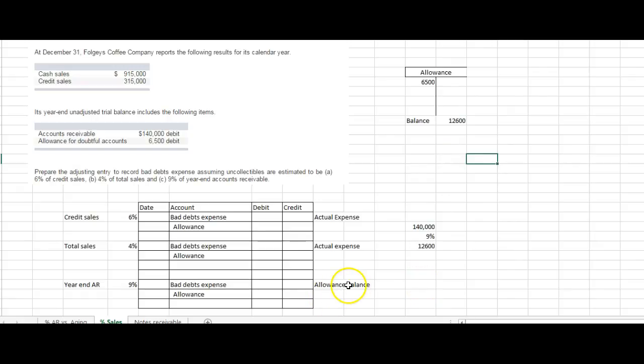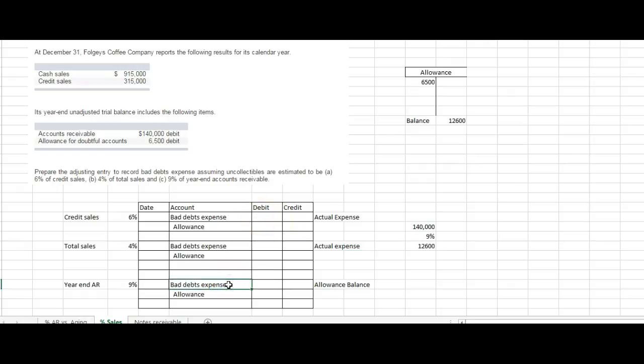So now, what does it take? This entry here has to create that balance. So I have a debit here. I need to credit the allowance account to make it equal $12,600. These two are the actual expense, so whatever you calculate out is what will be credited and debited to the expense.